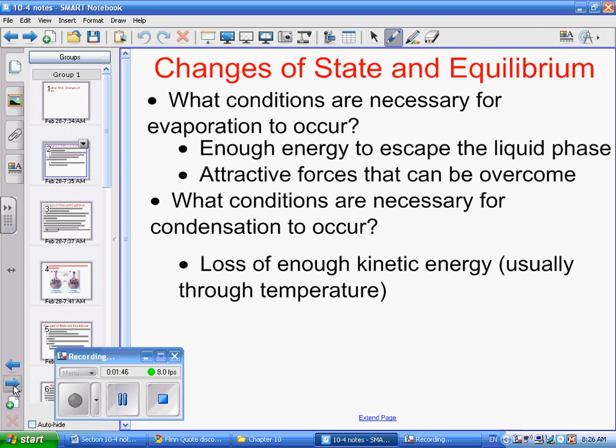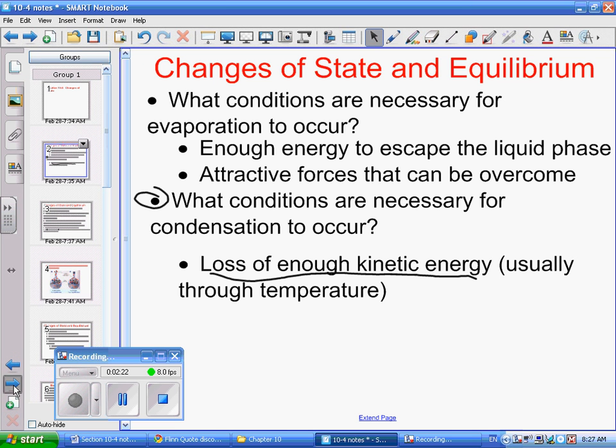So here we have the next question. What conditions are necessary for condensation to occur? Again, it's the opposite. Condensation is when gaseous water vapor becomes liquid. That water vapor, the gas, has more energy than the liquid. So the energy has to be somehow taken away in order for the vapor to form as a liquid on the outside of, let's say, a cold can of pop in the summertime. As it says right here, you need a loss of kinetic energy, and that's usually through temperature. Okay, it could be through just movement.